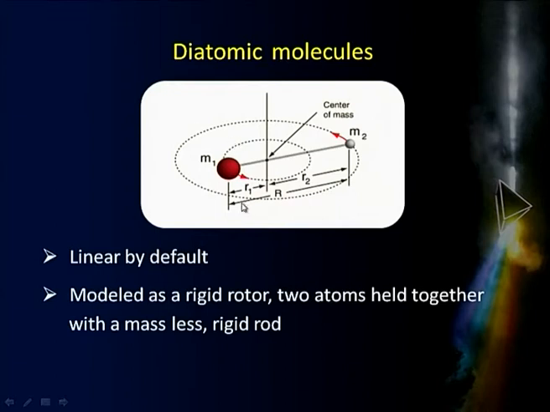So, we take a molecule and define terms: this is the center of mass of the molecule, R1 is the distance of atom 1 from the center of mass, and R2 is the distance of atom 2 from the center of mass. That is the kind of system I am talking about, and R, I repeat, is the bond length, the distance between the two nuclei of atom 1 and atom 2.